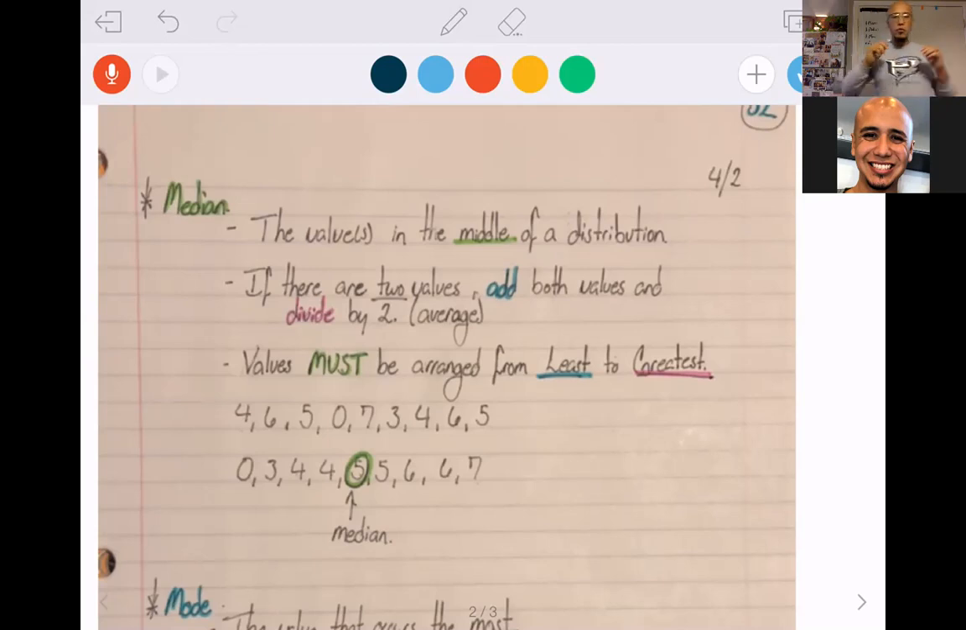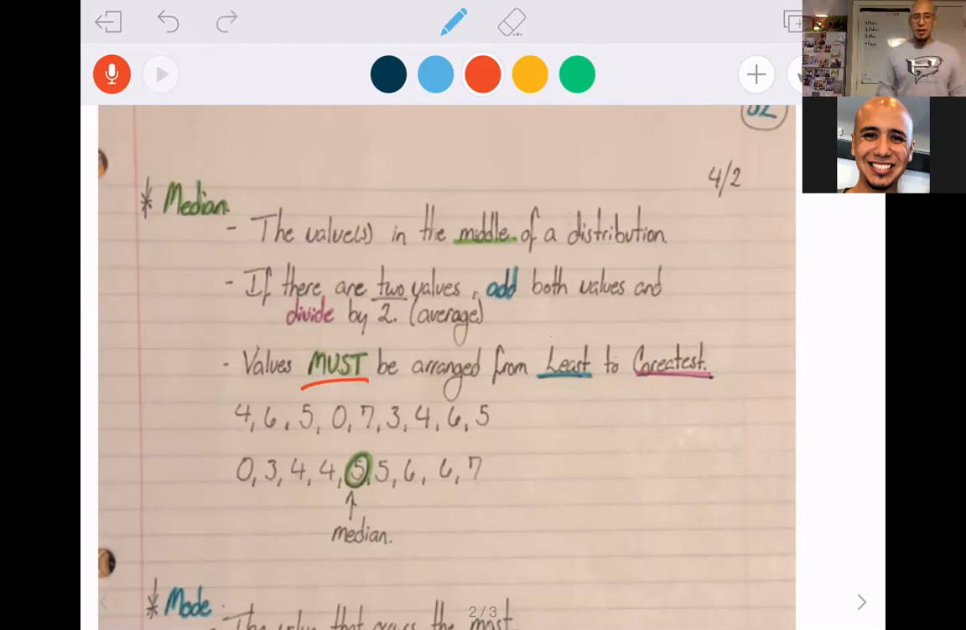Before we go there, if there are two values right in the middle, then you're going to add up both of those values and divide by 2. In essence, you're going to get the average of those two values, and I'll explain that in a second. But before we do any of that, ladies and gentlemen, you must remember this. You must arrange the values from least to greatest.